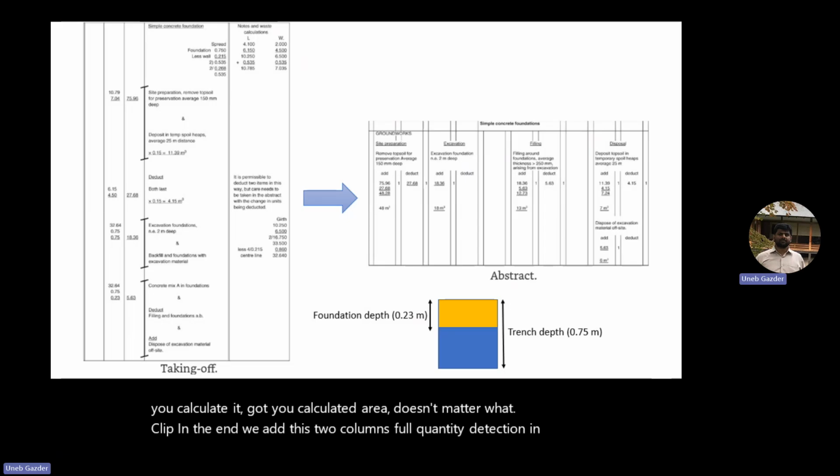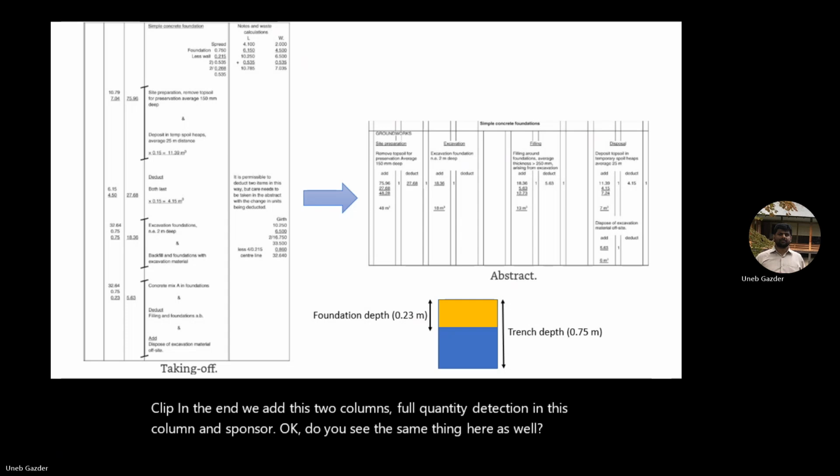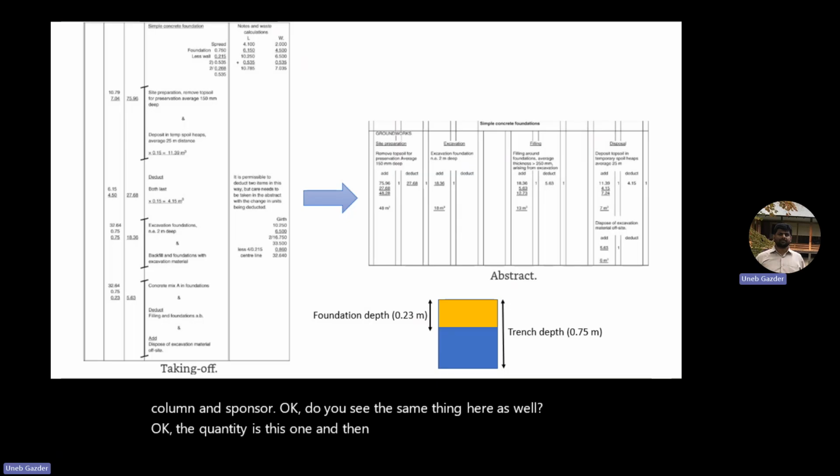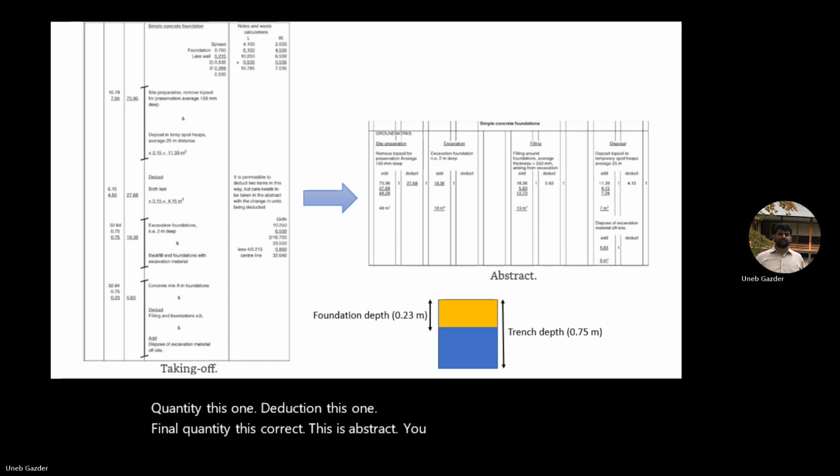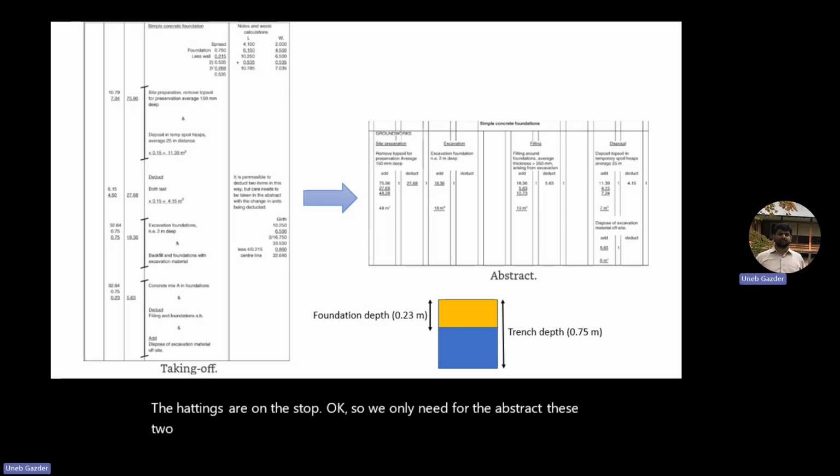You see the same thing here as well. The quantity is this one, and then you have the deduction of this one. Quantity, there's no deduction, sorry. The quantity is this one, there is no deduction. Quantity, no deduction, final quantity the same. Next one, quantity this one, deduction this one, final quantity this. Got it? This is the abstract. You can see the headings on the top. So for the abstract we only need these 2 things.